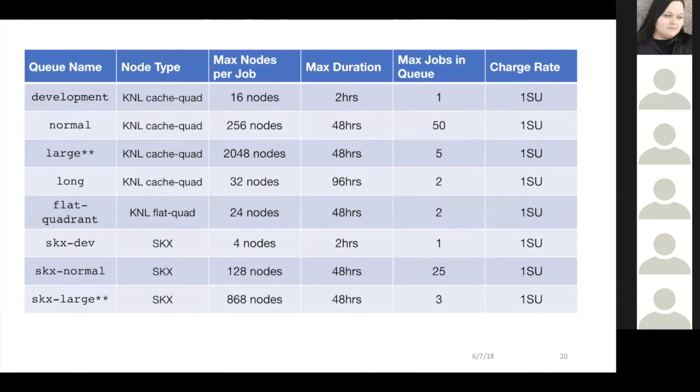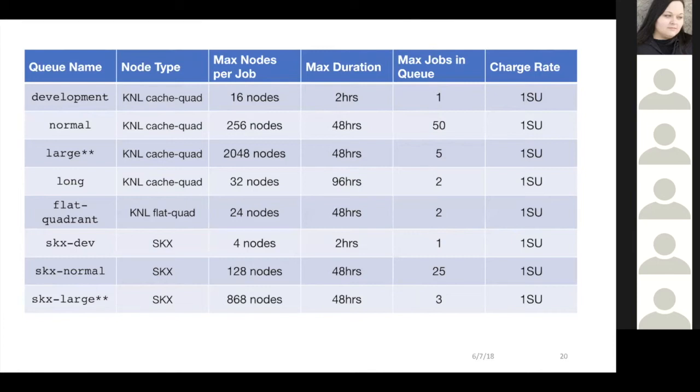As I mentioned before, the KNL nodes have different memory settings that we can adjust for. Cache mode is the fast MCDRAM configuration and has an L3 cache setup.